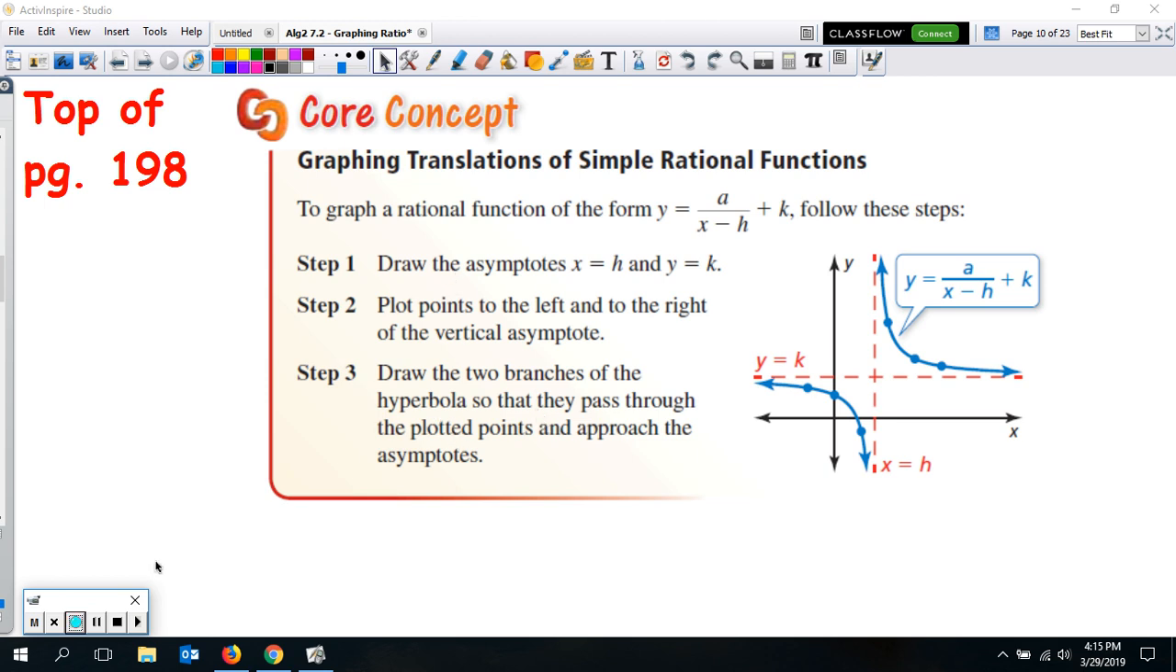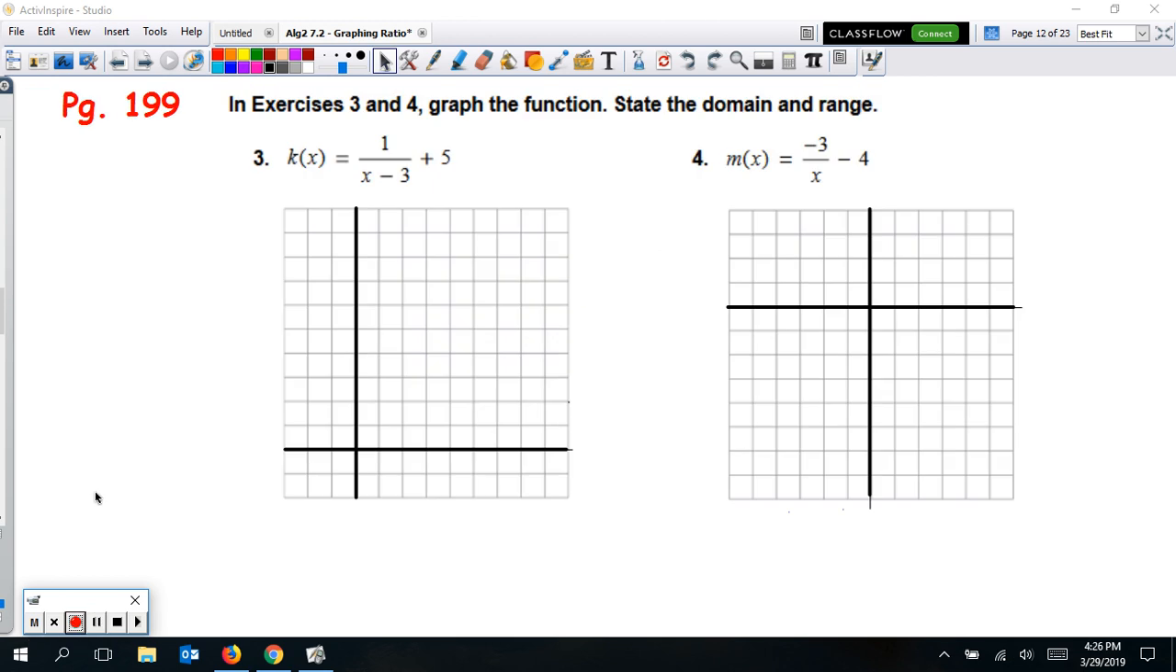Alright, so let's go ahead and try a couple of these. Okay, so here on page 199, 3 and 4, it says graph the function, state the domain and range. So we're not going to bother graphing the parent function on these. We're just going to go ahead and graph just this as one. So the first thing to do is to find those asymptotes. Remember, we looked at those steps there on the core concept. You can see them there on your notes.